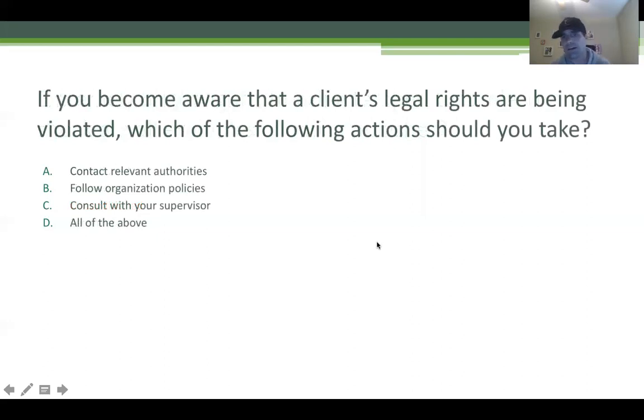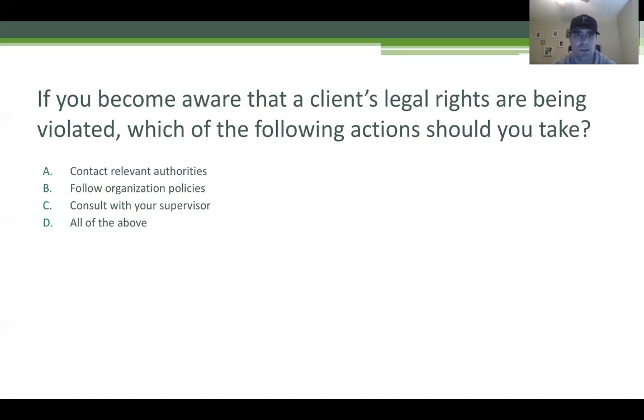If you become aware that a client's legal rights are being violated, which of the following actions should you take? All right, so ethical question. Ethical questions probably burn more people on the exam than they should. Don't let them burn you. If you are confused on an ethics question, my advice is always go to the extreme. Because a lot of our ethical code is very strict, very specific and very stringent. So if you don't know the answer, just go to the extreme. But hopefully you're going to know the answer. A lot of it's just common sense.